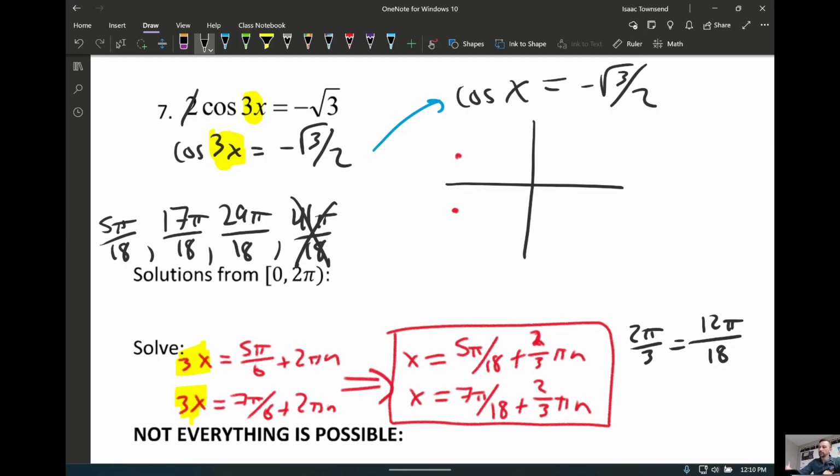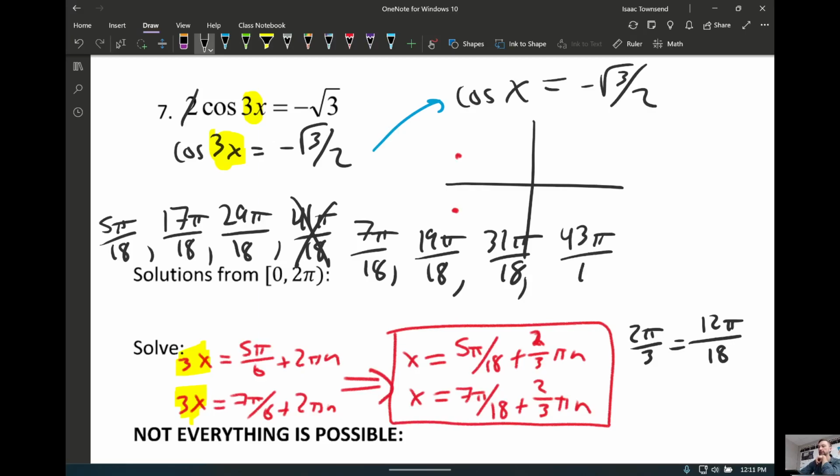N could be 0, so 7 pi over 18 could be a solution. I could add 2 pi thirds to that to get another solution. That's the same thing as 12 pi 18ths still. So 7 pi 18ths plus 12 pi 18ths would be 19 pi 18ths. Add it again, that would be 31 pi 18ths. That's between 0 and 2 pi. Add it again. You just have to keep adding it until you get an answer bigger than 2 pi.